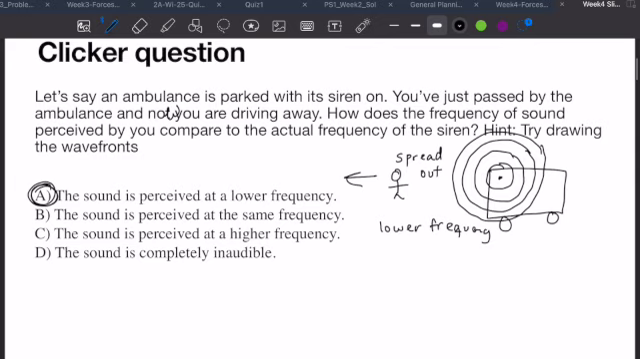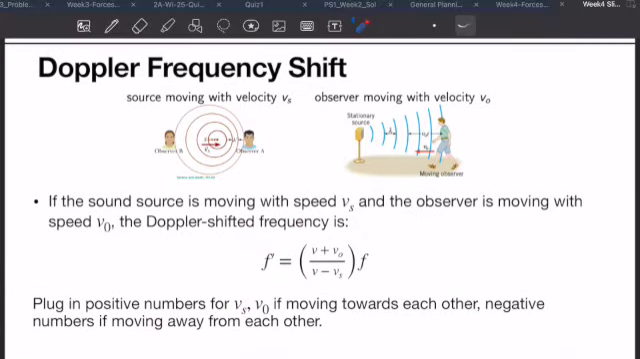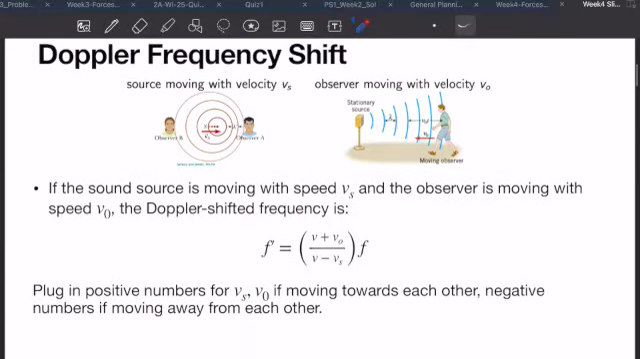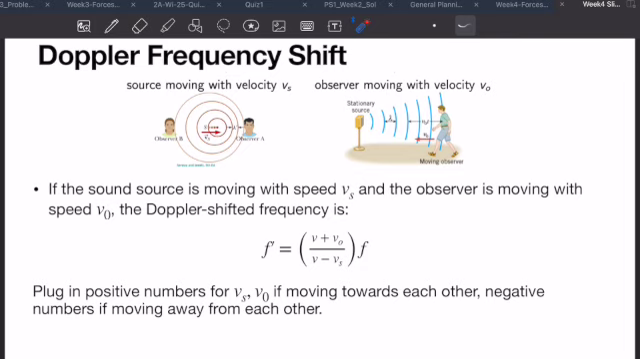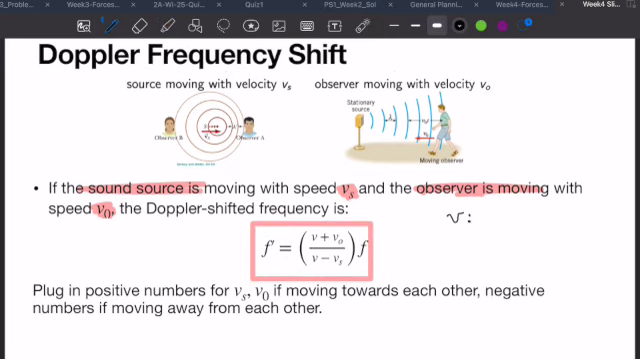So let's try to summarize this in an expression. What if we want to quantify how much lower or how much higher the frequency is? This is what the Doppler frequency shift formula tells us. Here, there are a few variables we need to keep track of. If the sound source is moving with Vs and the observer is moving with V0, the Doppler shifted frequency is given by this formula. In this formula, V, without any subscripts, is the wave speed.